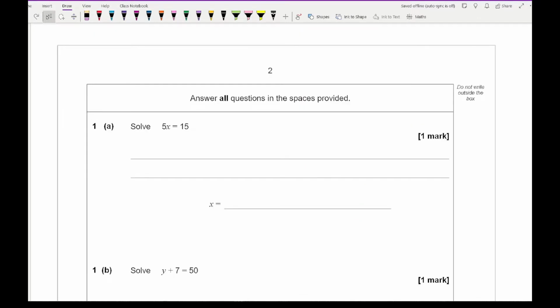So let's get straight into question 1. Question 1a says solve 5x = 15. So what we need to do when solving equations is get x by itself. So we need to get rid of the 5. What's the 5 doing? It's multiplying. So to get rid of it, we need to divide by 5. And 15 divided by 5 is 3.